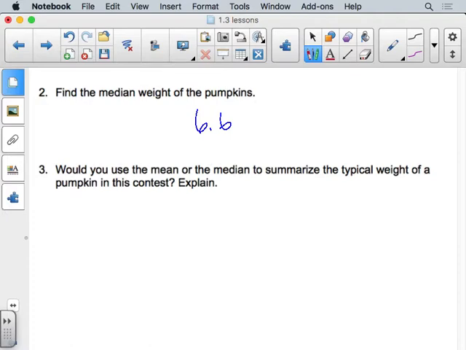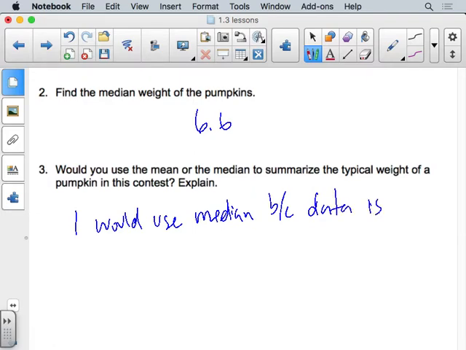It can be as simple as this, like, I would use median because data is skewed right. And then you're good. That's it. Doesn't have to be too big, too wordy, too much fluff. You just, why are you going to use it? Because that. I mean, you could say something like the median's more resistant. That would be a good term to use as well. Something relating to because the graph is the way that it is.